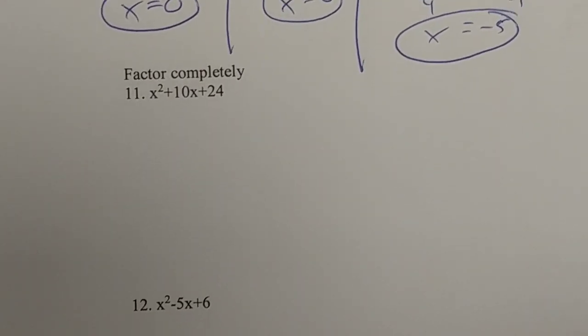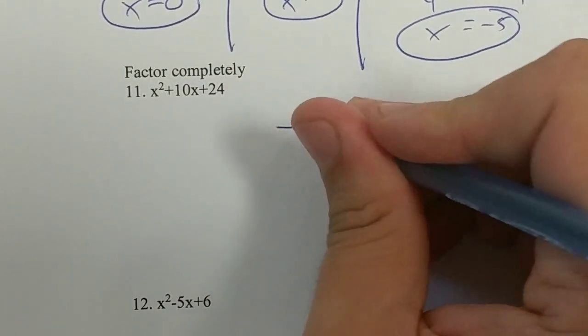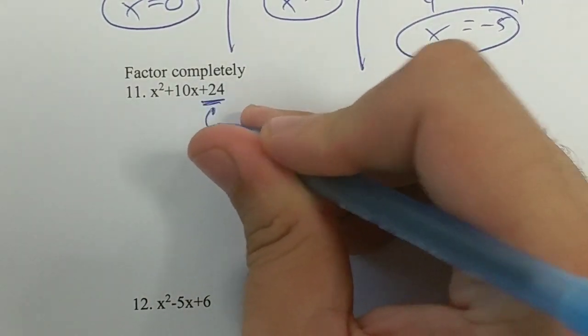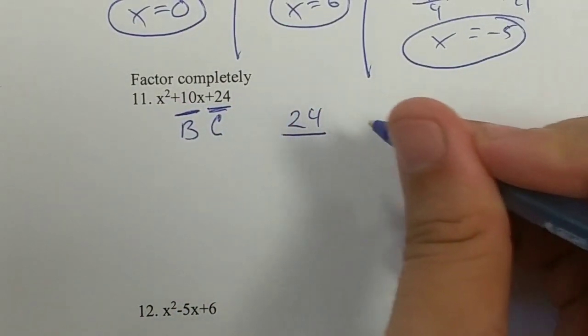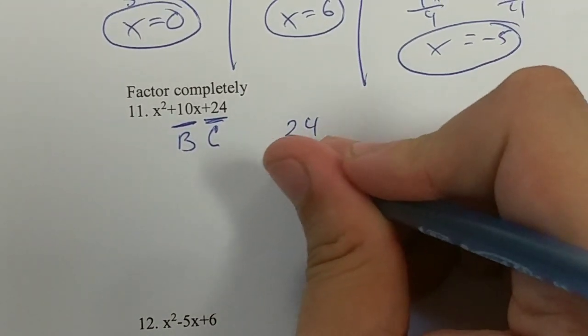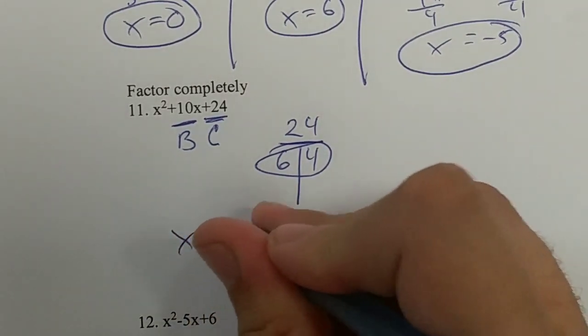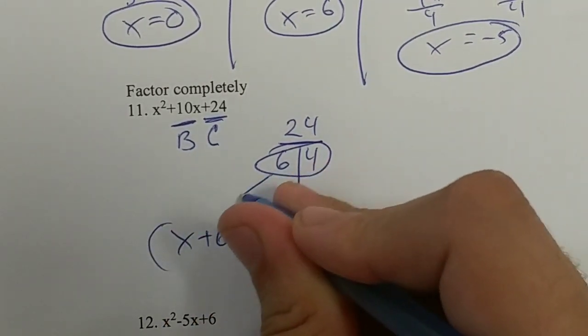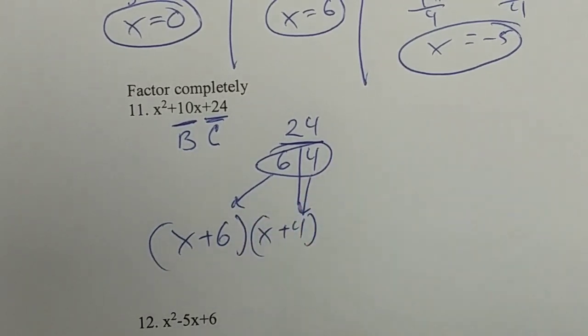Let's keep going. Factor. So what does factoring mean? So things that multiply to C that add to B. So things that multiply to 24 that add to 10. So that is 6 and 4. So I write x plus 6, because 6 was here, and x plus 4, because 4 is here. That's it. You're done.